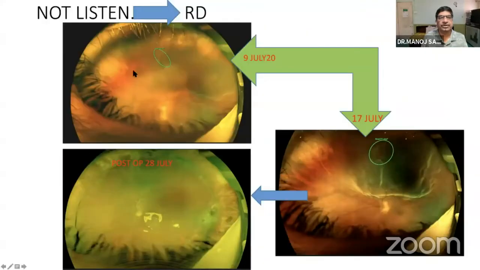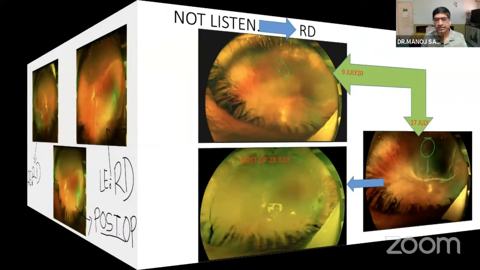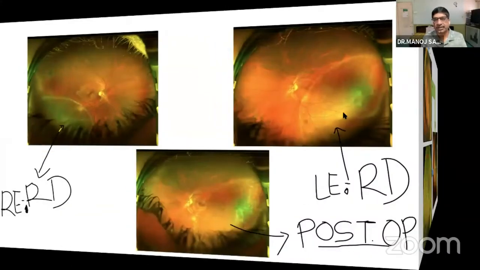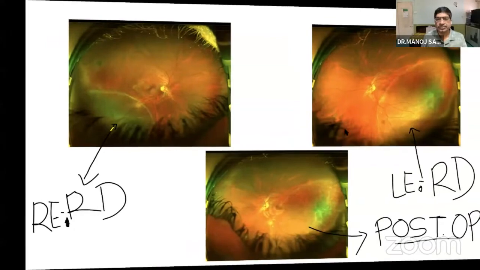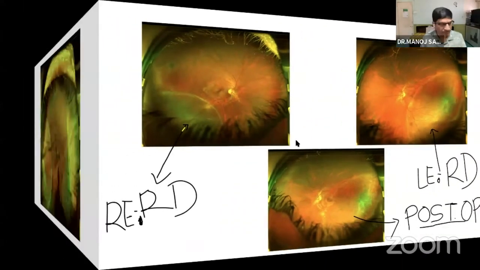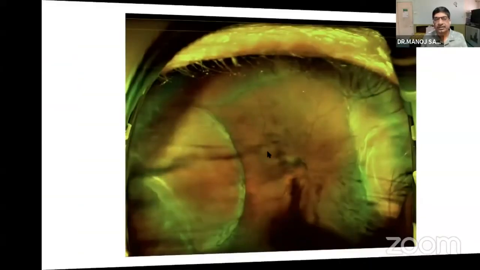Then if the patient does not listen to you, you can see this is a non-listening RD. On 9th July he was diagnosed with a horseshoe tear, refused treatment, and it has progressed to RD, and then we treated it and showed the results. Pre-treatment and post-treatment are very important. This was a bilateral subclinical RD case, after buckling, you can see. This was a doctor patient. This was a huge choroidal detachment. In a single picture you won't get such a big panoramic view with routine cameras.